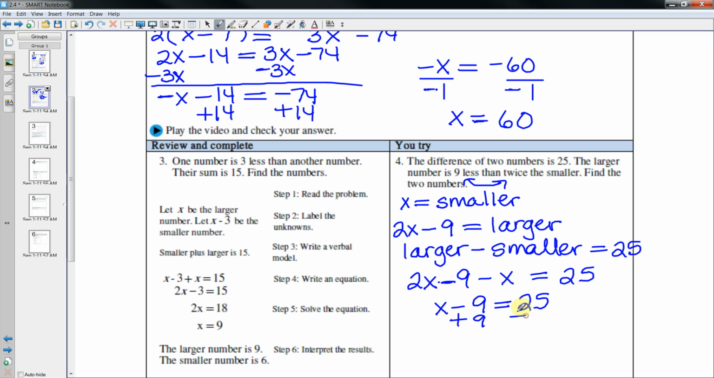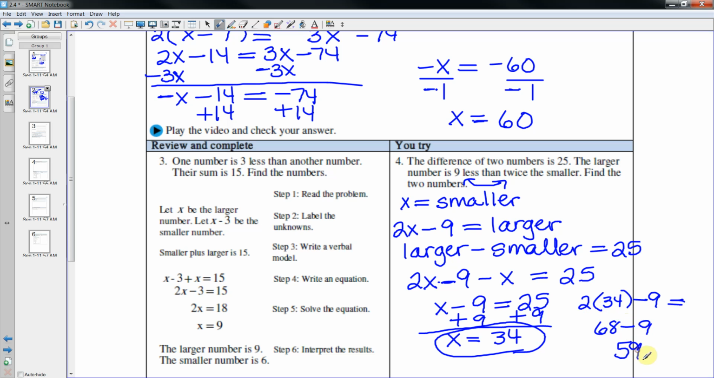Add 9. So that means x equals 34. There's my smaller number. Now it asks me for both numbers, so I've got to find the other number. Well, once you have this smaller number, remember that 2 times the smaller number minus 9 is going to equal the larger number. Well, 2 times 34, I think it's going to end up being 59 once we figure it out. 2 times 34 would be 68, minus 9, so 59. That would be my second number, my larger number.